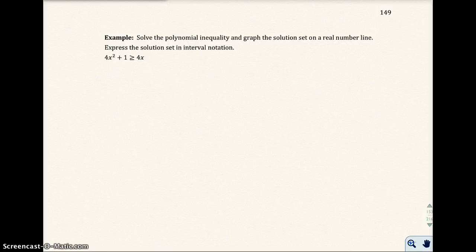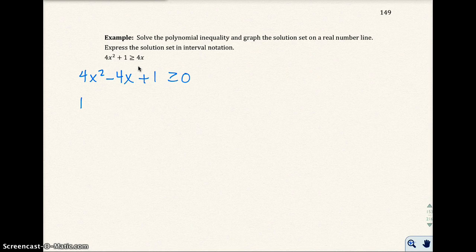Okay, continuing on with the next example, we're going to solve the polynomial inequality like we've done before. So we're going to go ahead and get this side equal to 0. When I do that, I'm going to subtract 4x on both sides. I want the negative 4x to be right before the 1. I want to make sure these terms are in order, so just make sure you do that.